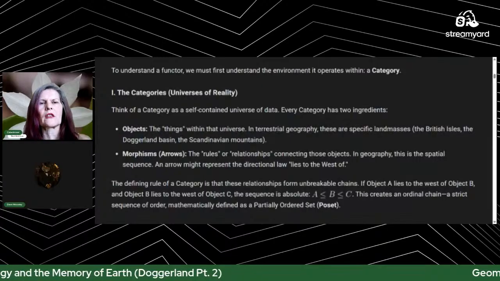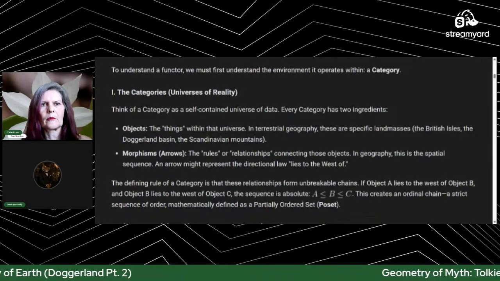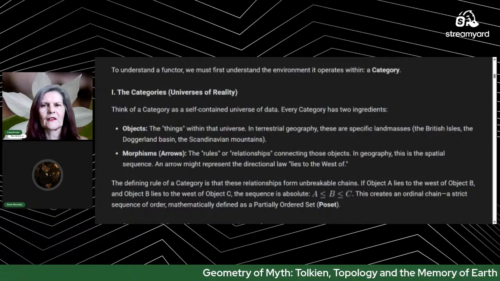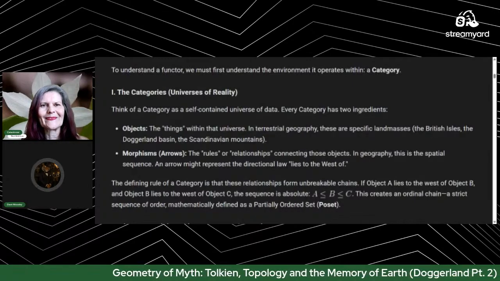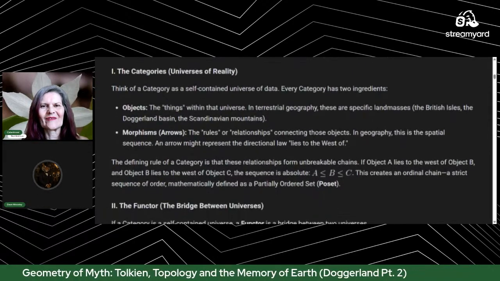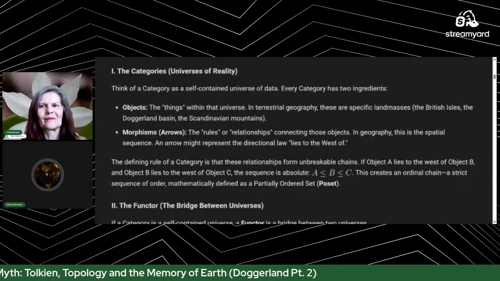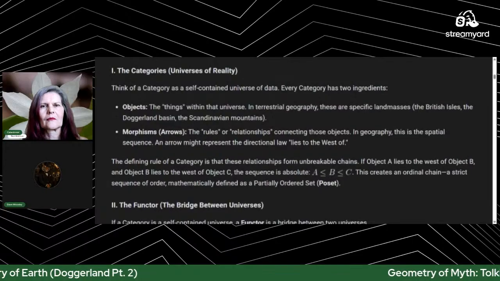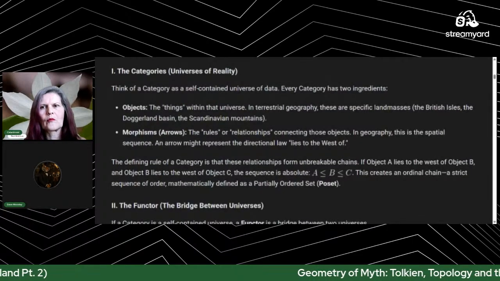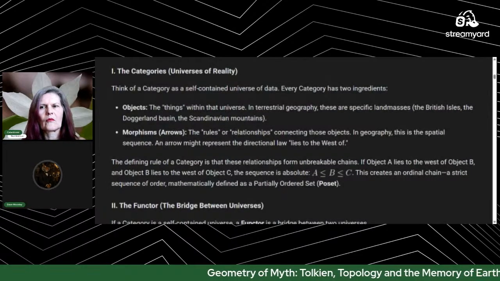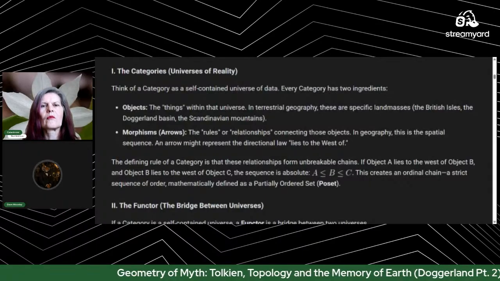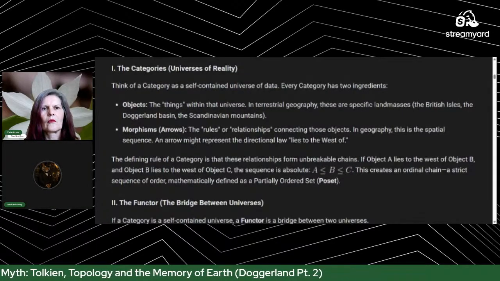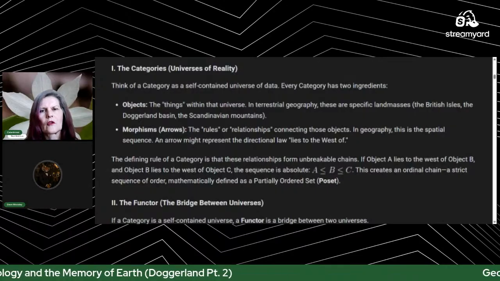So then we're going to discuss category. The categories, the universes of reality. Think of a category as a self-contained universe of data. Every category has two ingredients: objects, the things within that universe. In terrestrial geography, these are specific landmasses: the British Isles, the Doggerland Basin, the Scandinavian mountains. Morphisms, those are the rules and relationships connecting those objects.